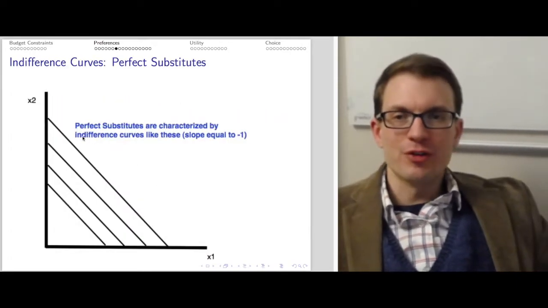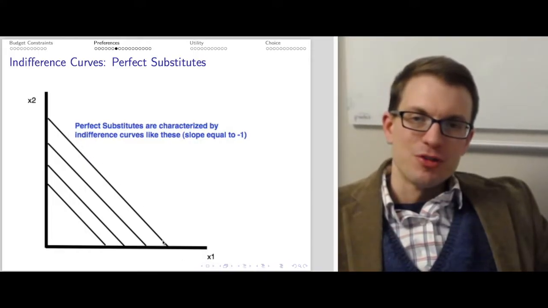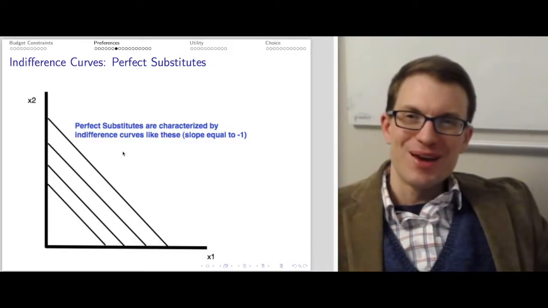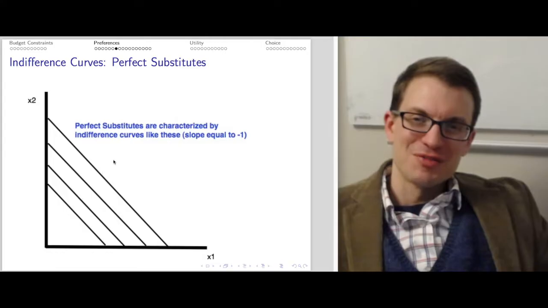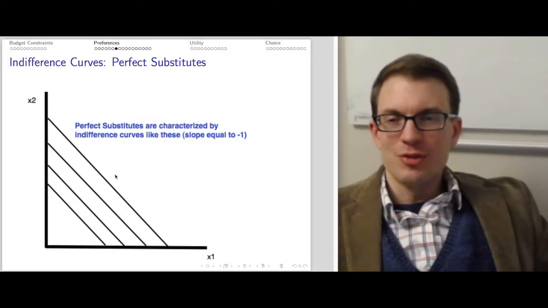Okay, so here's perfect subs. Perfect subs preferences are always going to be downward sloping straight lines. I've drawn 4. There's actually infinitely many, right? So there are infinitely many indifference curves parallel to any of these. The idea is we're going to draw enough, probably 3 or 4, to be able to get a sense of what these things are doing.